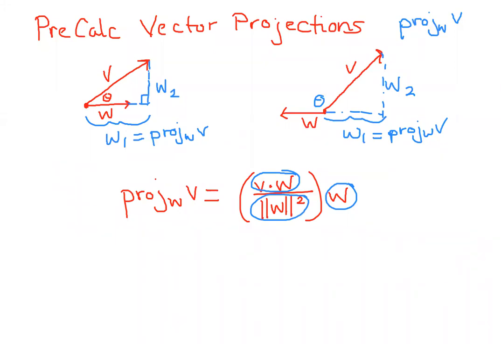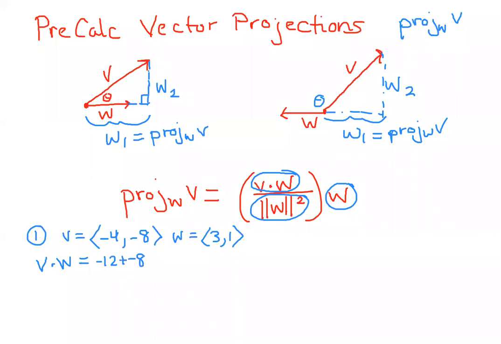So let's look at how you're going to do this. Number 1, V equals -4, -8, and W equals 3, 1. So we're going to find the projection of V onto W. So we got to find all these parts. We got to find the dot product, and that equals -12 plus -8, which is -20. And then we have to find the magnitude of W, which is the square root of 9 plus 1, which is the square root of 10.